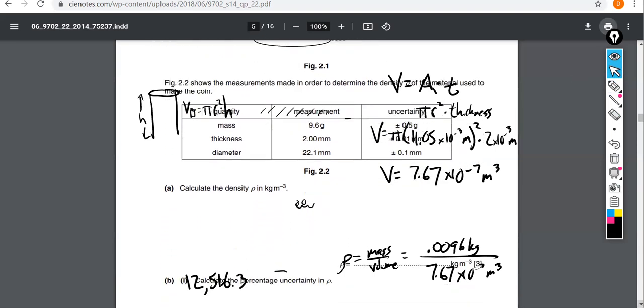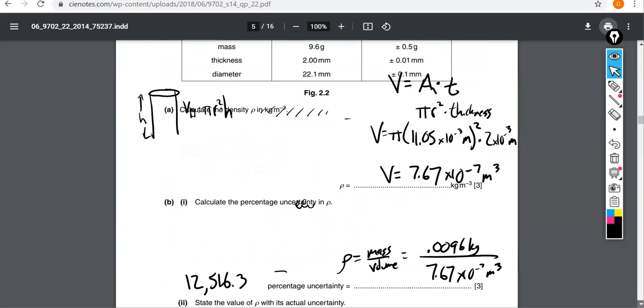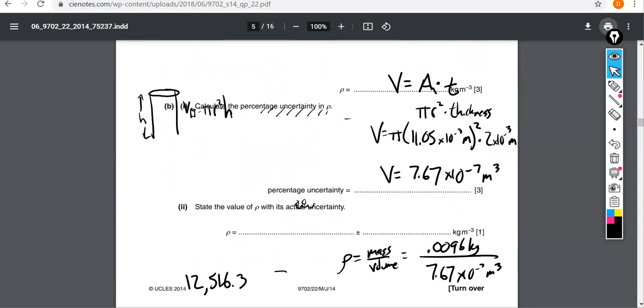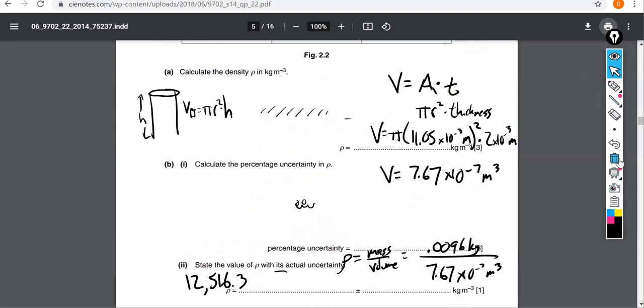answer. Let's see. They want us to calculate the density, okay? Now calculate the percent uncertainty. Now state the value with its actual uncertainty. So that's a nice problem where it goes through all the steps that we need to. Let's clean this up a bit.